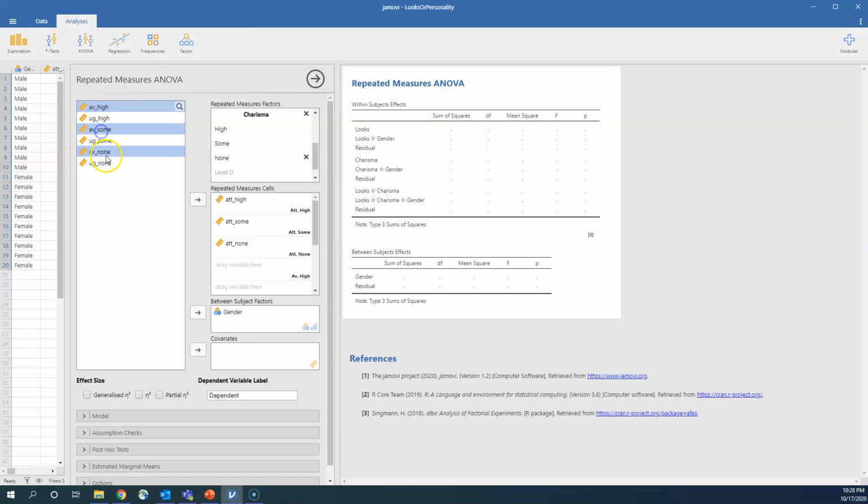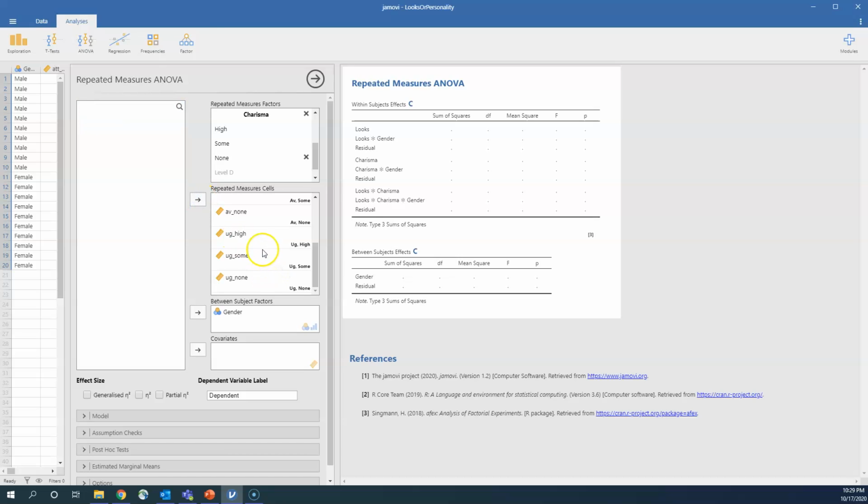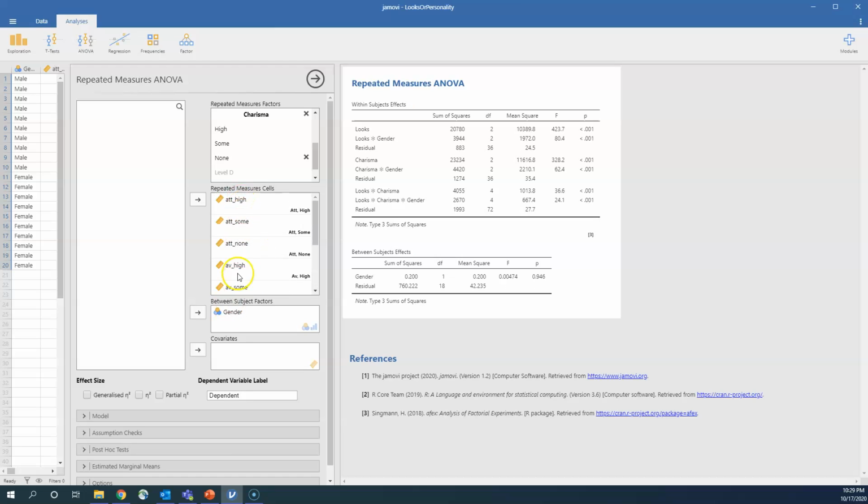Then I'll take my average variables. I'm doing this by holding down the control button and just selecting the variables I want and plopping them over. And then finally, in order to get the ugly high, ugly some, ugly none, I just take all 3 of those and plop them over as well. So now I have fleshed out all of my combinations of repeated measures variables in this box right here, and I have also included my between subjects variable, and therefore I have told the computer everything it needs to know in order to run an ANOVA.